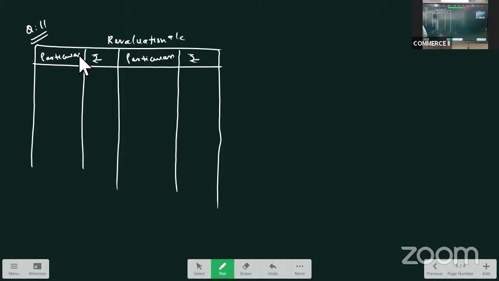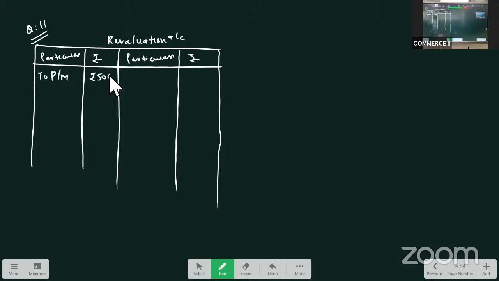So, plant and machinery is depreciated by 5%. Plant and machinery is given as 50,000. It is depreciated by 5%. 5% of 50,000 would be 2,500.